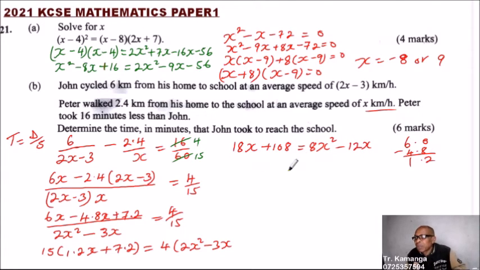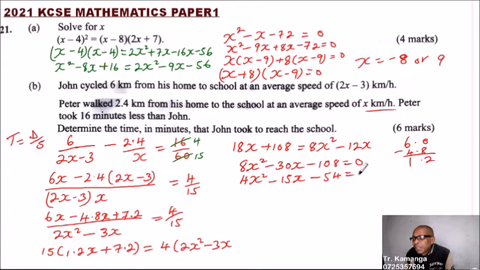Put the right terms together, so you have 8x squared. Then you take 18x, that will be minus 30x minus 108 is equal to 0. That's a quadratic equation. So we need to solve this quadratic equation. Let's see, we can divide by 2 here. We get 4x squared minus 15x minus 54 is equal to 0.